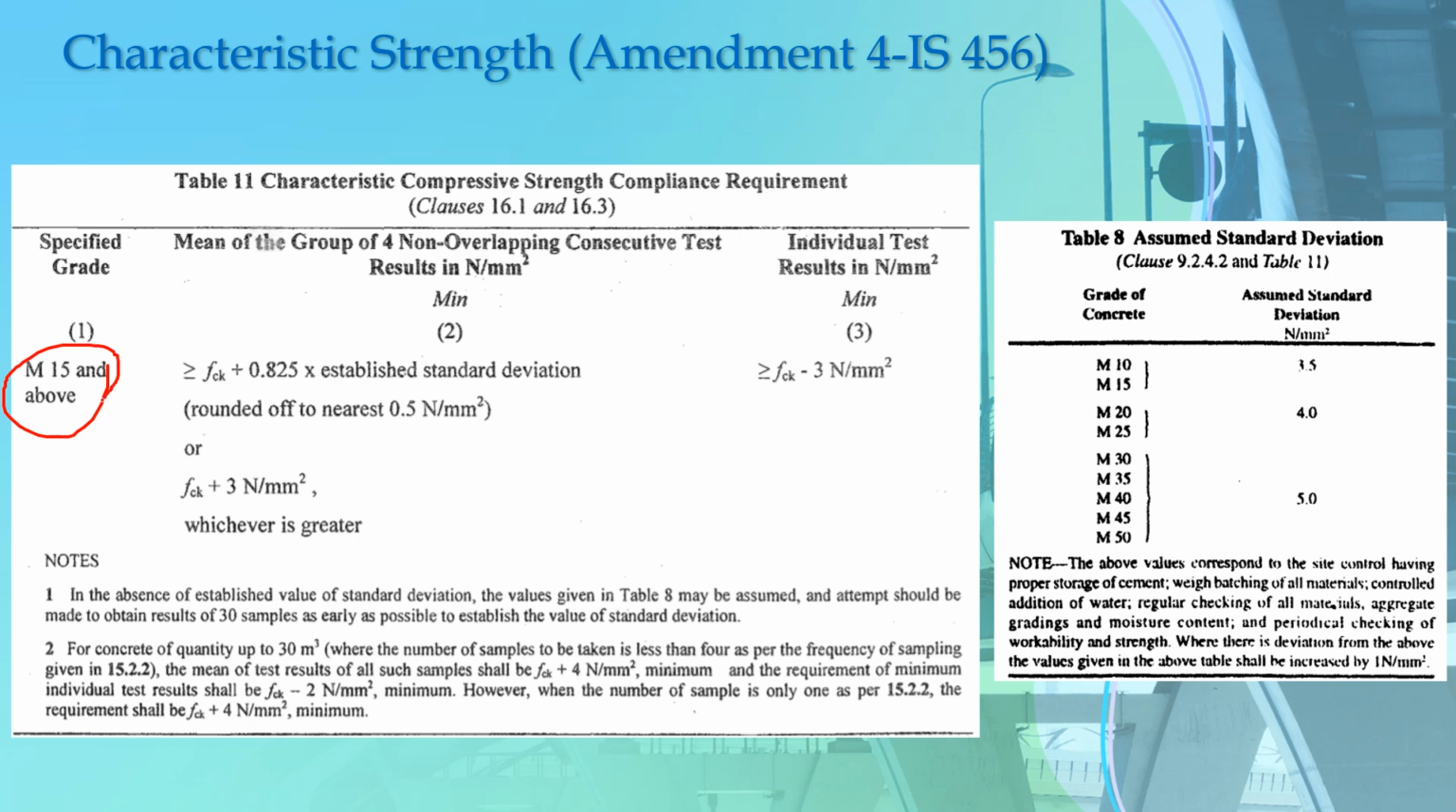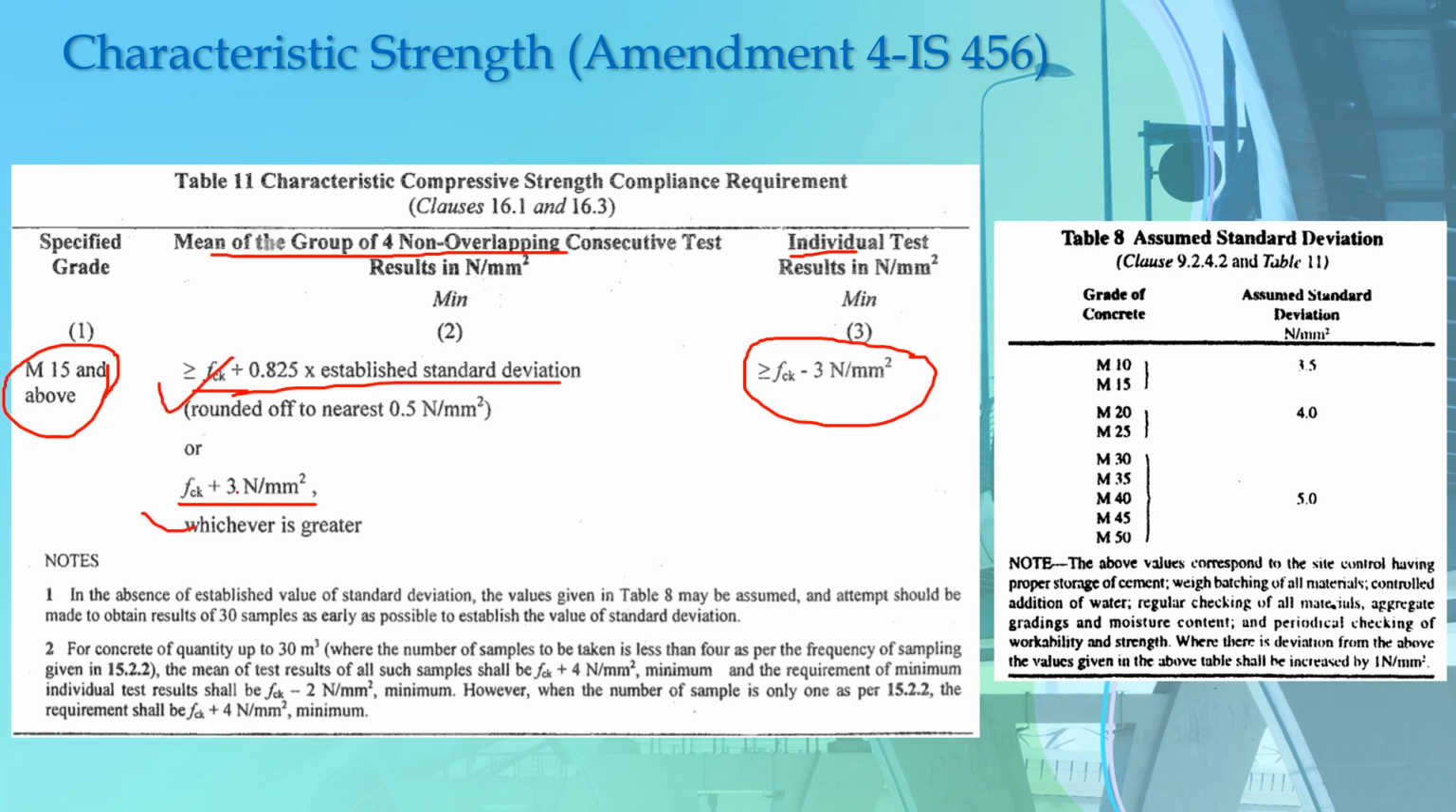So whenever you perform a cube compressive strength test, the value of each individual test result should be greater than or equal to the characteristic strength minus 3 Newton per mm square. Whereas if you find the mean of the group of 4 non-overlapping consecutive test results, then the value should be either greater than or equal to fck plus 0.825 times the standard deviation, or fck plus 3 Newton per millimeter square, whichever is greater.